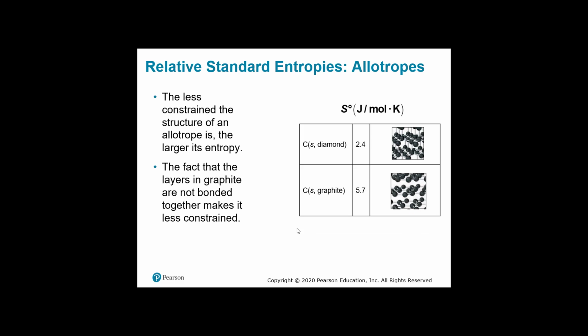Allotropes. Some elements exist in two or more forms. Carbon has diamond and it has graphite. What's different between them is the arrangement of atoms, and you can see the molar entropy values are also different. That is because, in the way that they arrange, one will be less constrained than the other, and if it's less constrained, it will have a larger entropy.